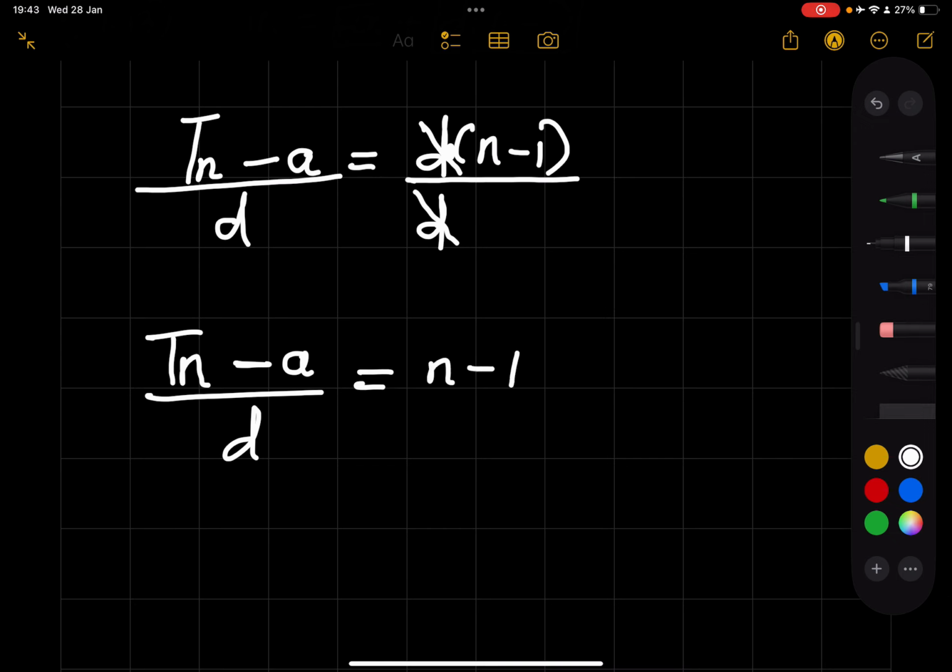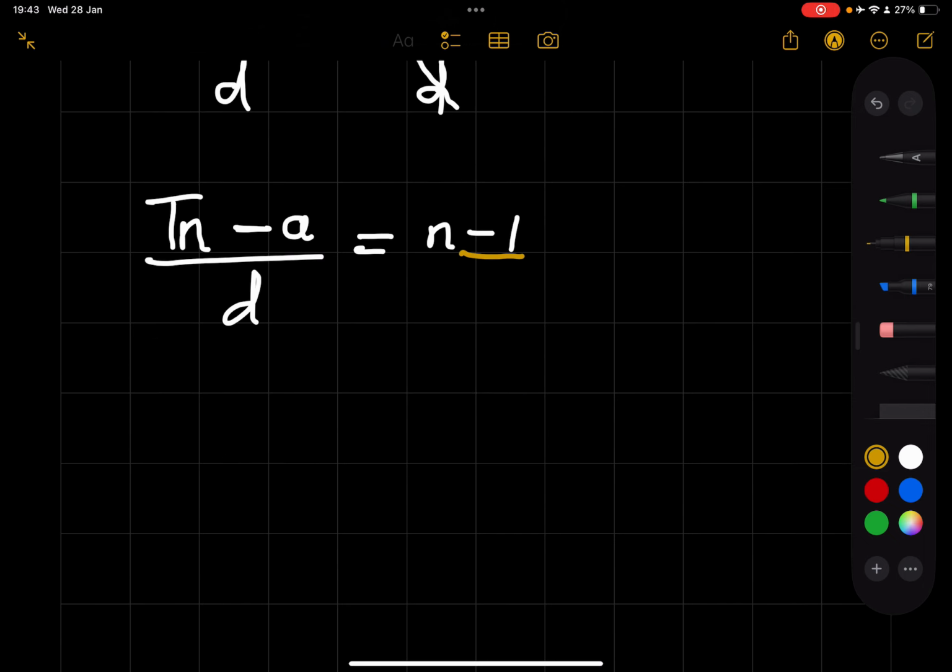And then we need to neutralize the -1. How are we going to neutralize the -1? We do that by adding. So we have Tn minus a over d plus 1 equals to n. And indeed, n is being isolated. I hope it makes sense, ladies and gentlemen.